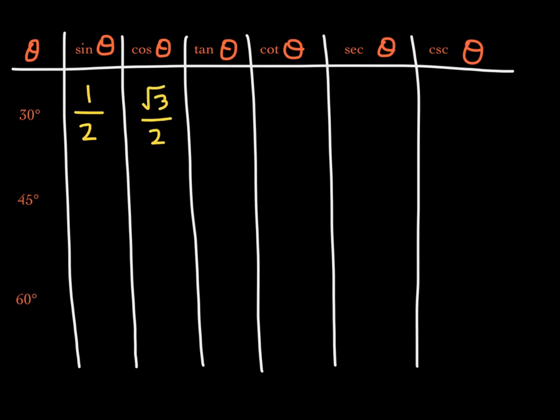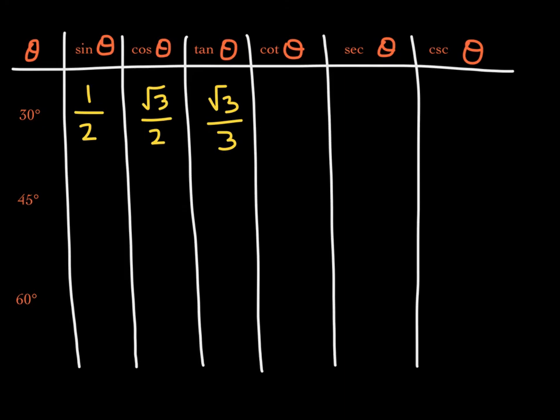Now, let's just pretend we forgot what tangent of 30 degrees is. Well, you have a quotient identity that says tangent of theta is equal to sine theta over cosine theta. So if you forgot what this value should be, just take 1/2 and divide it by root 3 over 2. And 1/2 divided by root 3 over 2 will give you what tangent of 30 degrees is, which is root 3 over 3 after rationalizing.